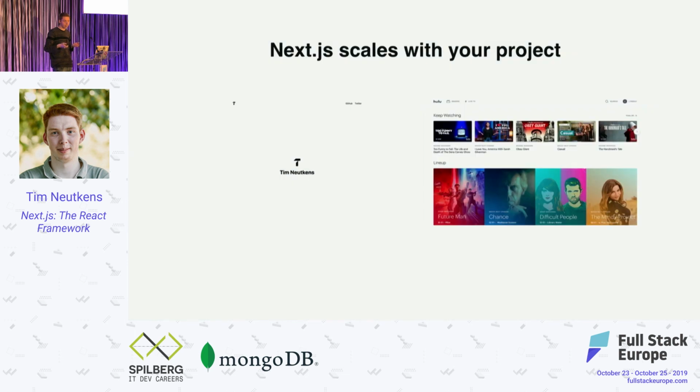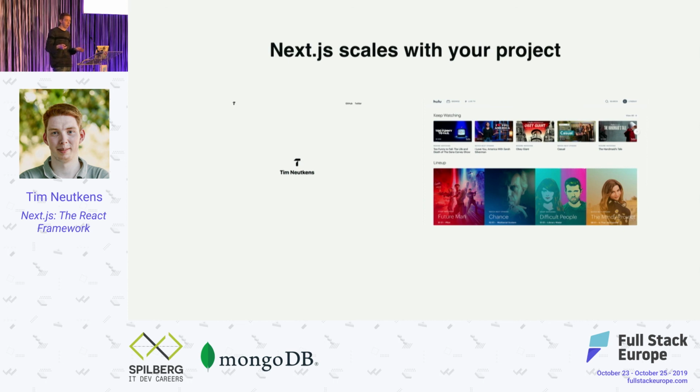So Next can scale from a very small website to a very large project. On the left-hand side is my personal website, which unfortunately doesn't get that many visitors. I can't make anything better out of it, right? But then on the other hand, on the right side is Hulu, which is a very large streaming service that is currently available in the US, and that generates their own content very similar to other very large streaming services.